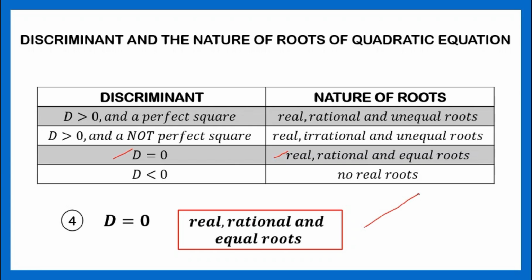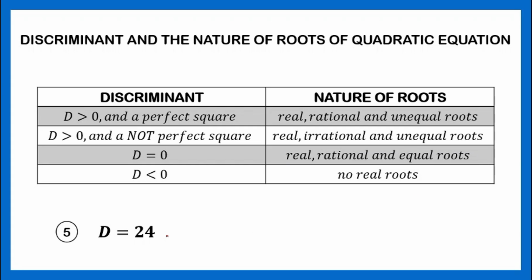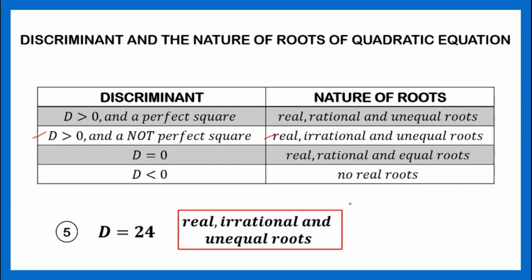Ayan. So, number 5, D is equal to 24. So, alin siya doon? So, hindi pwedeng less than, hindi pwedeng equal. So, dito lang siya magpo-fall. Greater than 0 yan, 24. Pero, ang tanong, perfect square or hindi? Hindi. So, dito siya sa number 2. So, kung yan yon, that is real, irrational, and unequal. Ayan. So, that's how you do it. That's how you describe the roots ng given quadratic equation, given the discriminant.